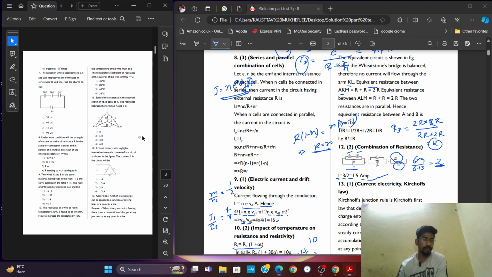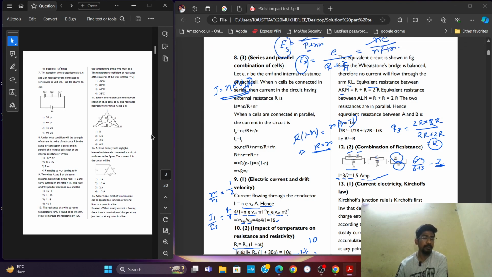Next one, question number 30. It is also an assertion-reason question. In the assertion it is said, Kirchhoff's junction rule can be applied to a junction of several lines but not to a point in a line. Reason: when steady current is flowing, there is no accumulation of charges at any junction or at any point in a line. Kirchhoff's junction rule, that is the first one, right?